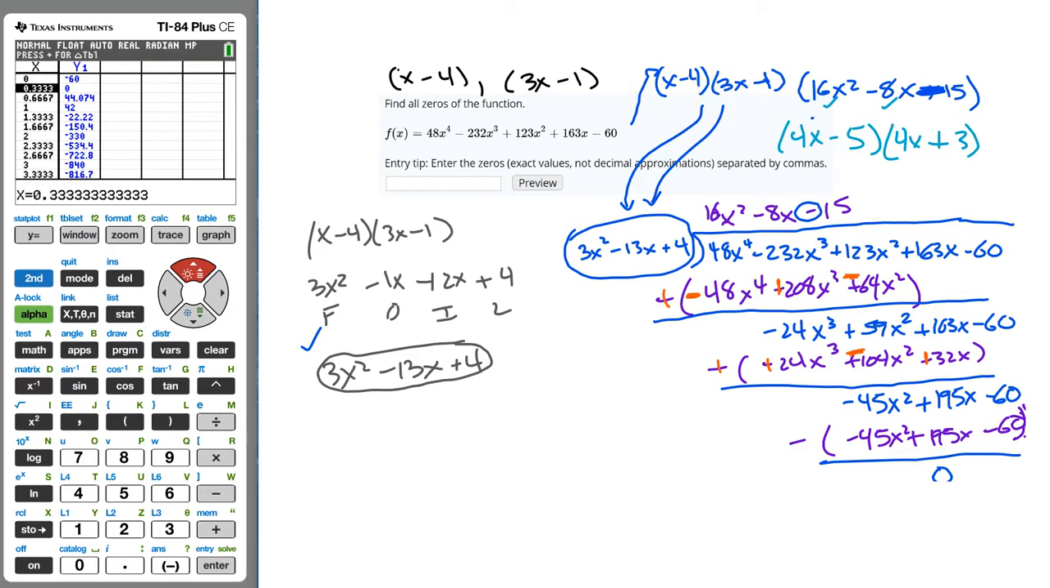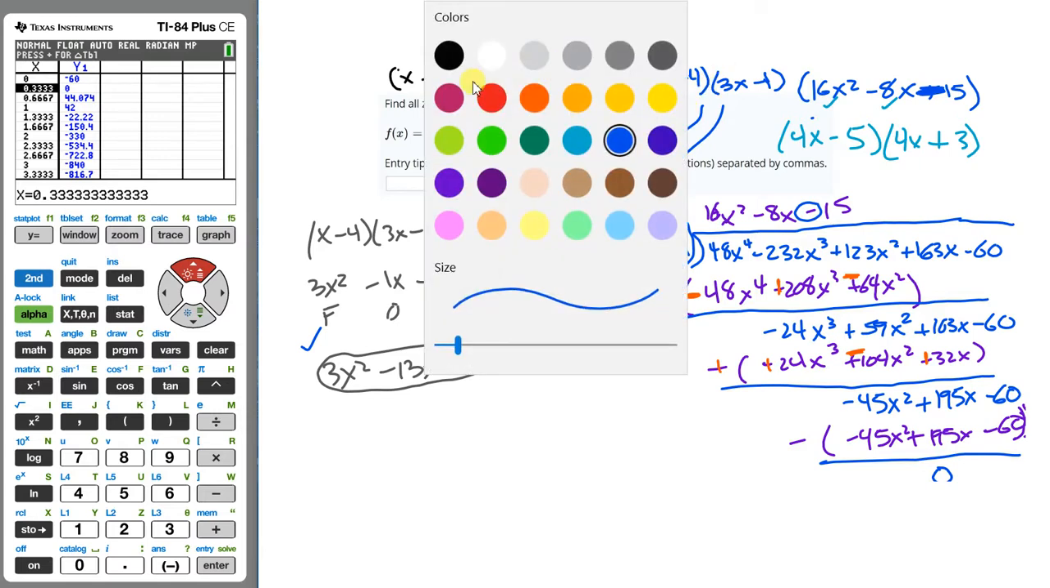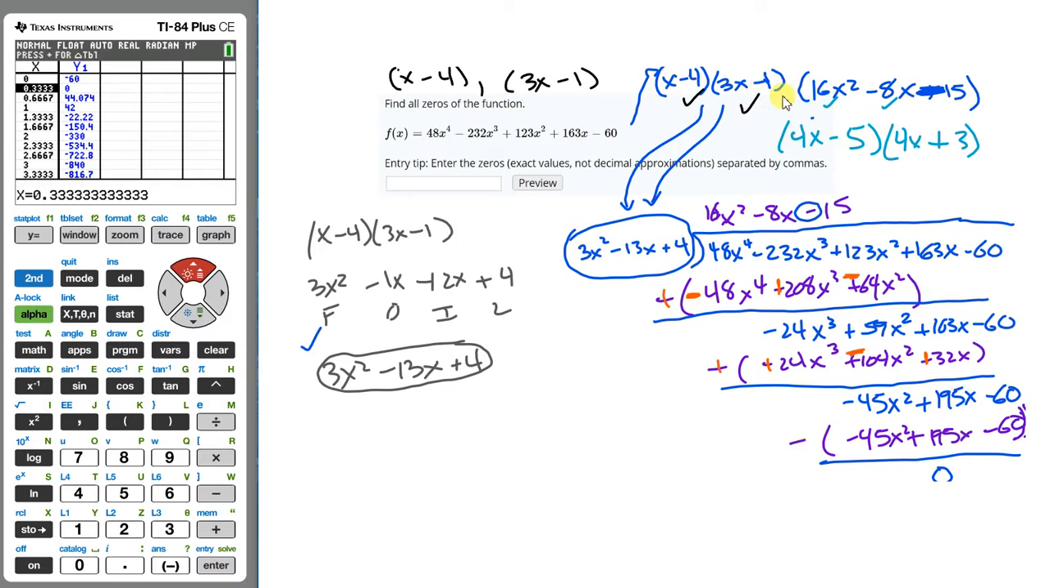So therefore, I've got 4 factors. Boom. So what are my 4 factors? My 4 factors are boom, boom, boom, and bam, right? Because the last one's always different. It's got to be a funny guy. So my factors are x minus 4, 3x minus 1, 4x minus 5, 4x plus 3. So all of that multiplied together would give me this original polynomial.